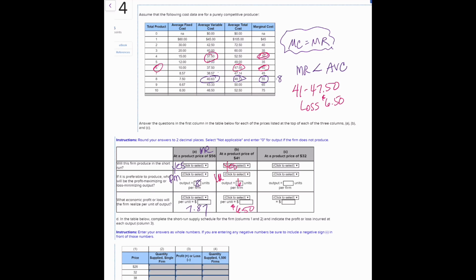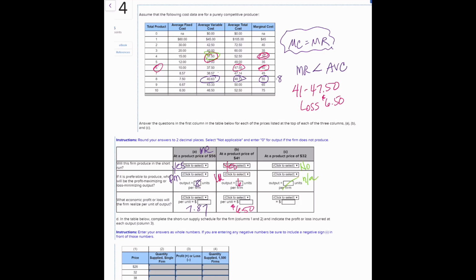Let me try a different color here, see if it's easier to see. So it goes against our shutdown rule. So the answer here is no. If we can't offset any of our fixed costs and we can't cover our variable costs, then it's far better to shut down and walk away. So in this case, we're not going to continue to produce, and so the output, of course, is not applicable here.